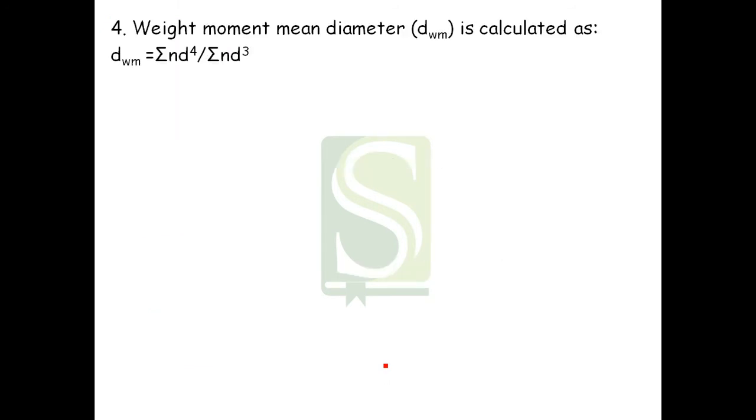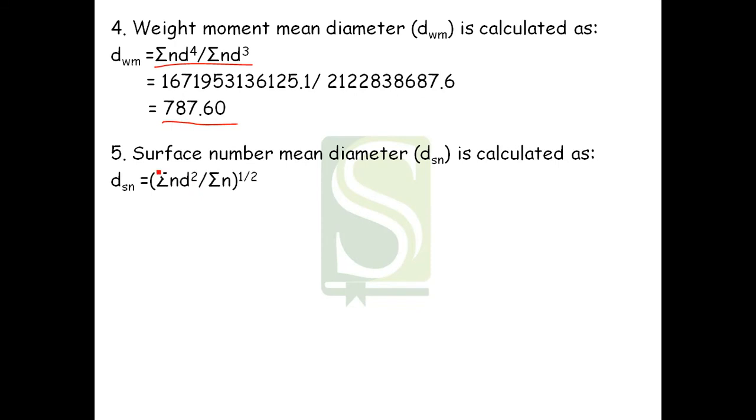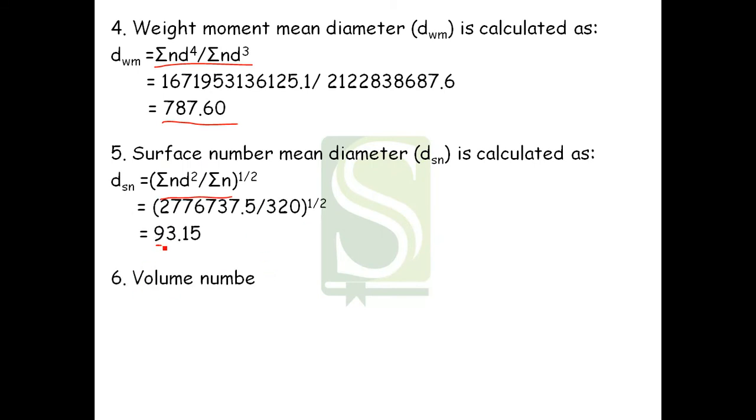Next is weight moment mean diameter. It is calculated by using this formula. By putting the values, you get that diameter to be 787.60. Then the next thing which you can calculate is surface number mean diameter. The formula is this. By putting the values, you get the surface number mean diameter to be 93.15.